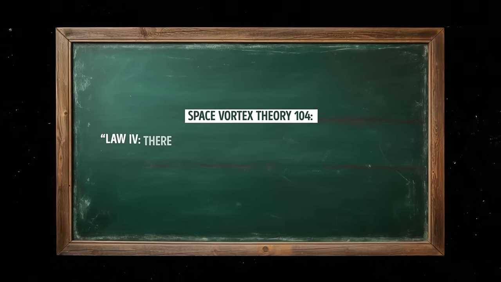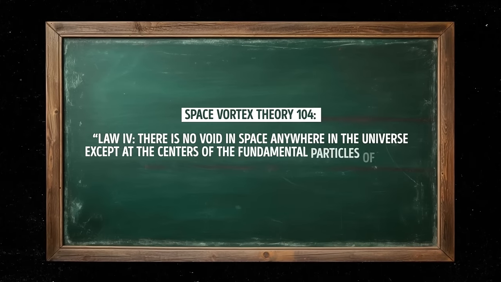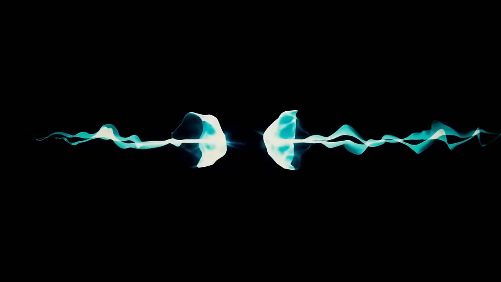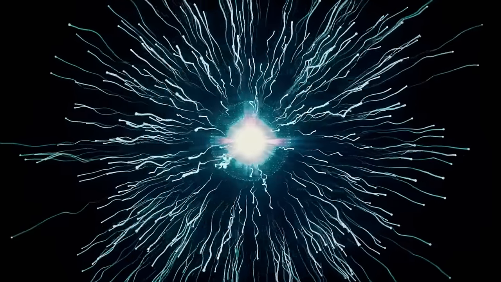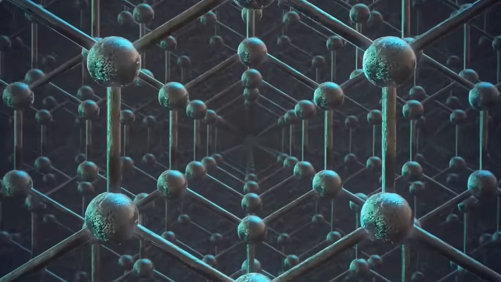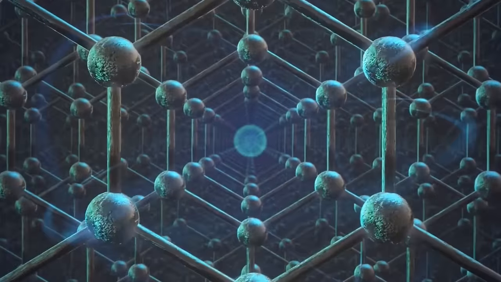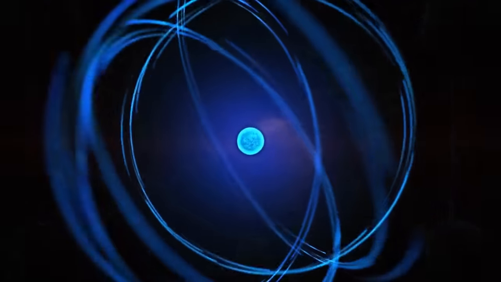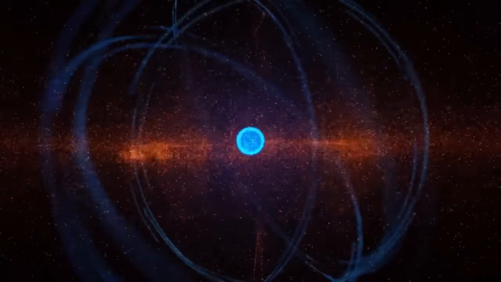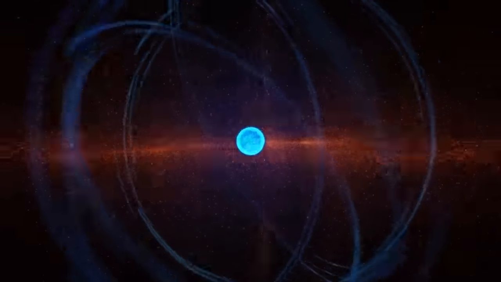Law 4. There is no void in space anywhere in the whole universe except at the centers of the fundamental particles of matter, electrons and positrons. This law states that there's no truly empty space in the universe and that all space is filled with the fundamental field, the one we talked about before. It says that electrons and positrons can be found everywhere, and even the things we consider to be empty, like vacuum, are actually full of tiny particles. And according to this law, the only truly empty spaces we can find in the universe are at the centers of the fundamental particles, electrons and positrons.